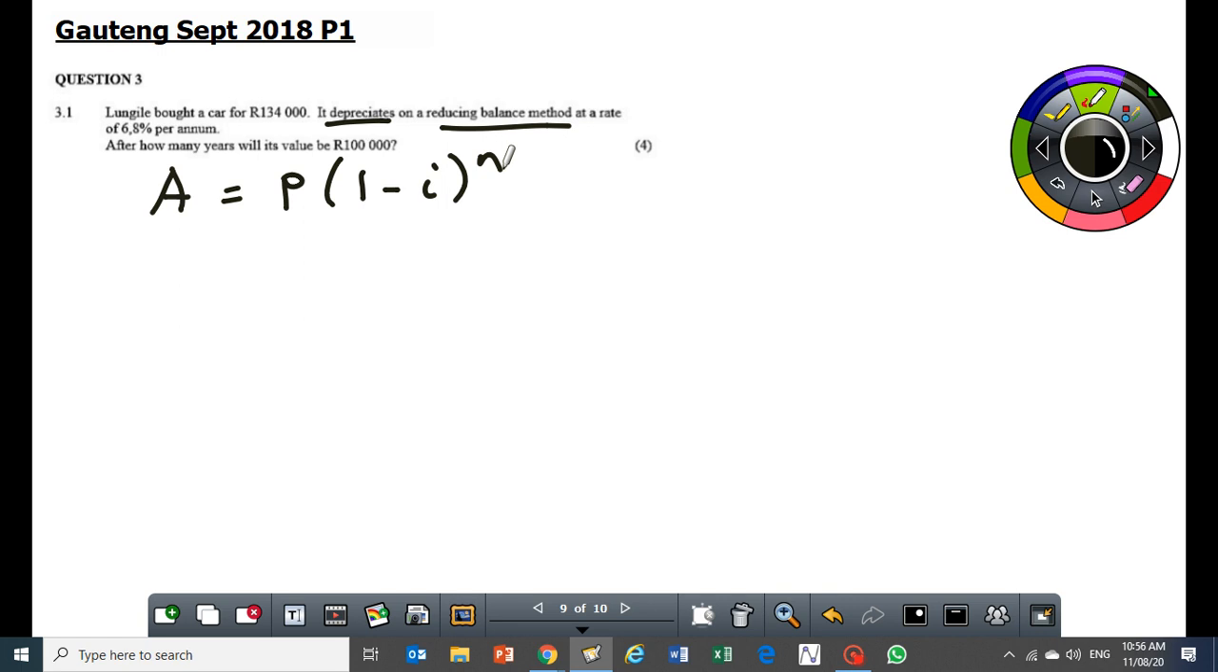So here the car was 134,000. After n number of years, it became 100,000. So we'll put 100,000 there, and our P is 134,000. And our interest is 6.8% per annum.